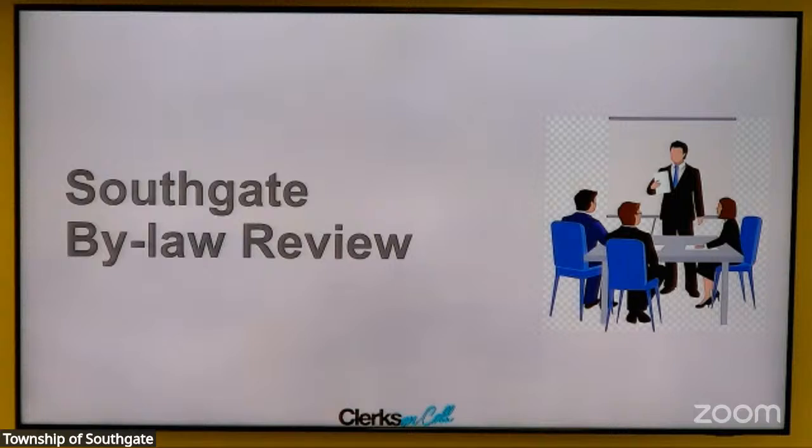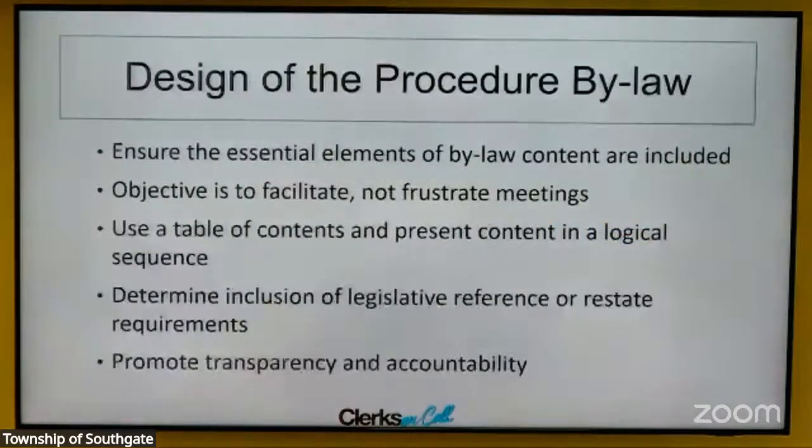Okay, so we've reviewed what the procedure bylaw is, the process that was used to develop the new draft bylaw, and the legislative framework that affects it. So let's now take a look at some of the specific sections of the new draft bylaw. But before I get into some of those specifics, I want to mention that designing a procedure bylaw requires careful consideration of both local needs and legal requirements. You need to ensure that the essential elements of the bylaw content are included, such as the types of meetings, agenda processes, meeting procedures, decorum and conduct, public participation, those types of things, which are of course included in the draft bylaw. But it's also important to remember that the objective of your procedures is really to facilitate, not frustrate your meetings, which means that the structure and content of the bylaw must also be user-friendly.